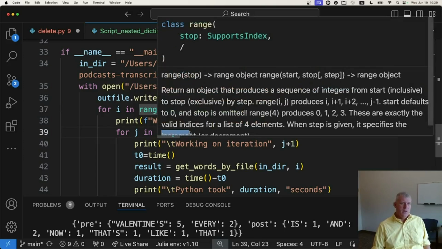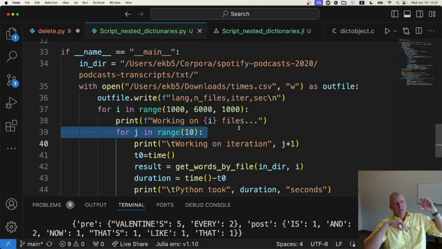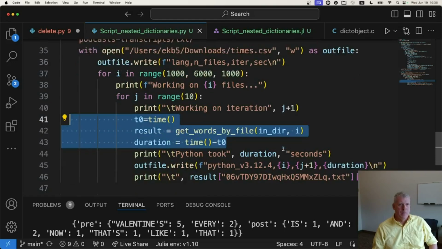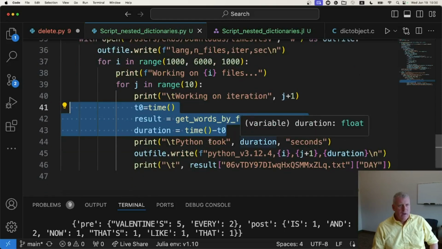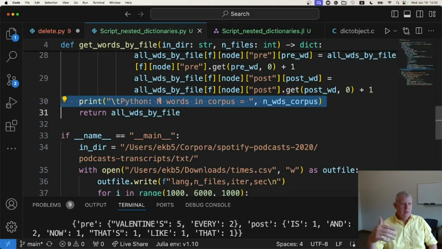And I'm going to do 10 trials for each of the 1,000 files, meaning I'll give it 1,000 files and have it do 10 trials, keep the times. And then go up to 2,000 files, have it do 10 trials, keep the times, etc. And so that's where it happens right there between lines 41 and 43. I also have it write out the number of words in the corpus at the moment that it has 1,000 files and then 2,000 files, etc.